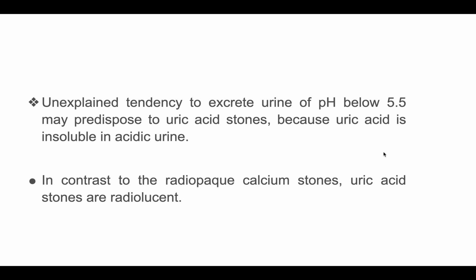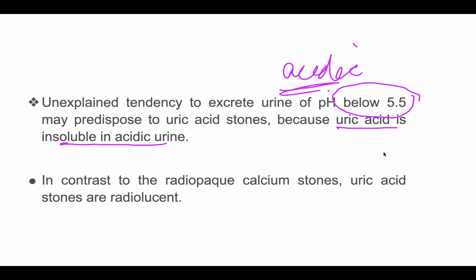So there is a very unexplained tendency for why these patients form uric acid stones. It is seen that a pH below 5.5, that is an acidic pH, gives a predilection to form uric acid stones because uric acid is insoluble in acidic urine. So you should remember acidic urine. Why is it important? When we are treating a specific type of stone, we will try to change the pH of the urine so that the patient gets relieved from the stone. That is one of the medical treatments which can be used.